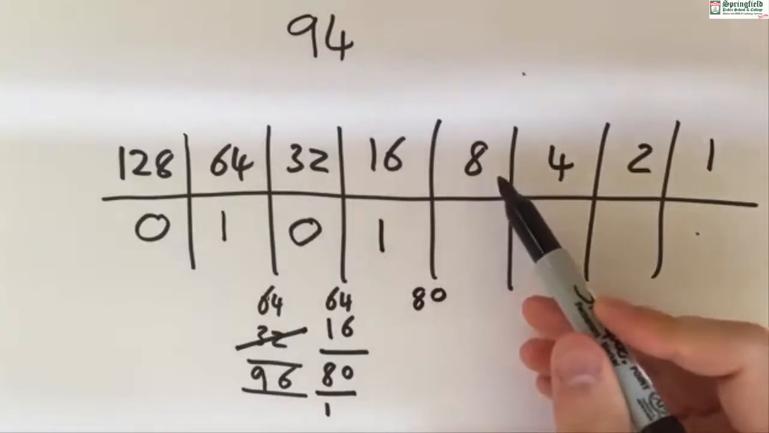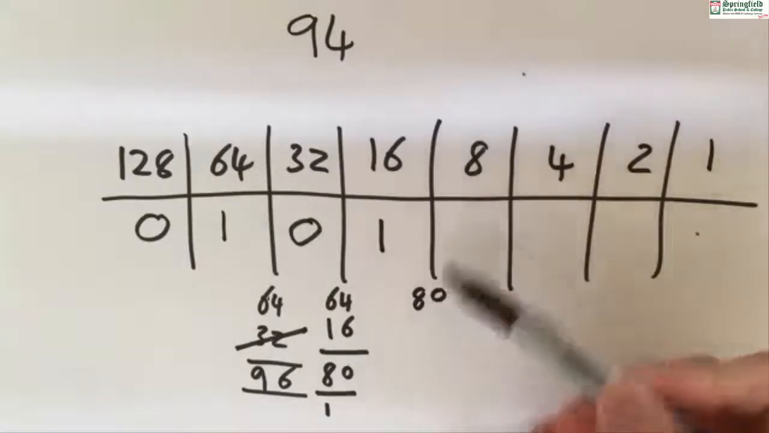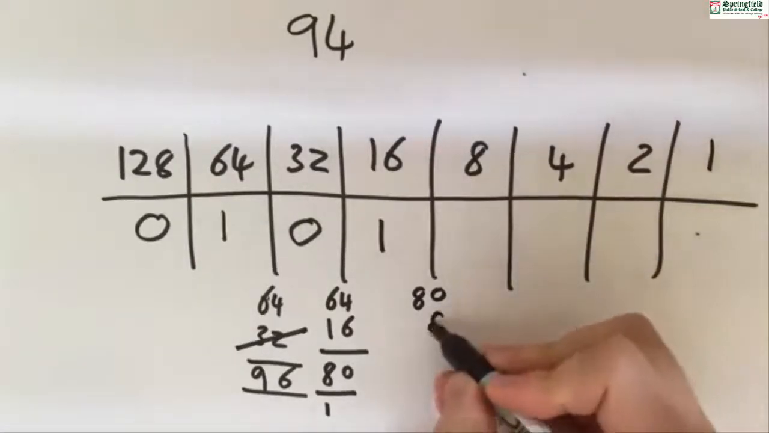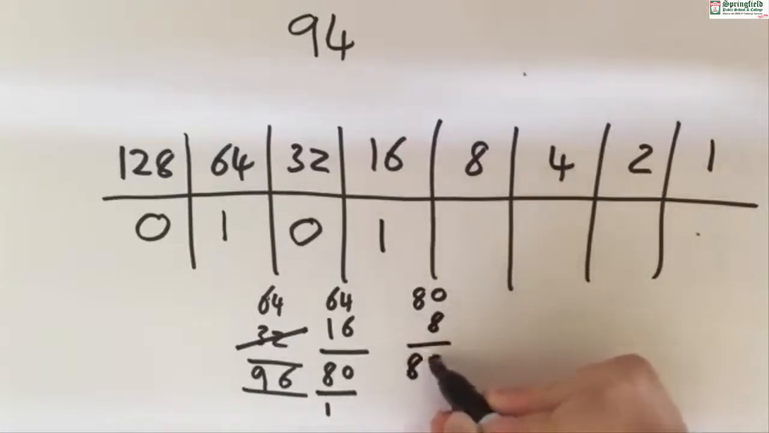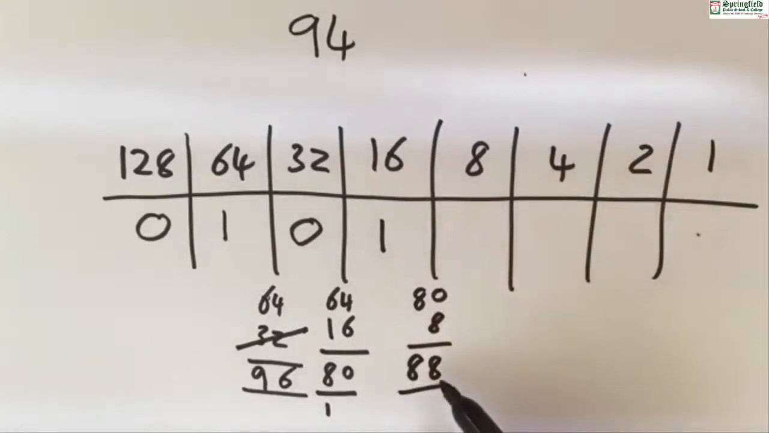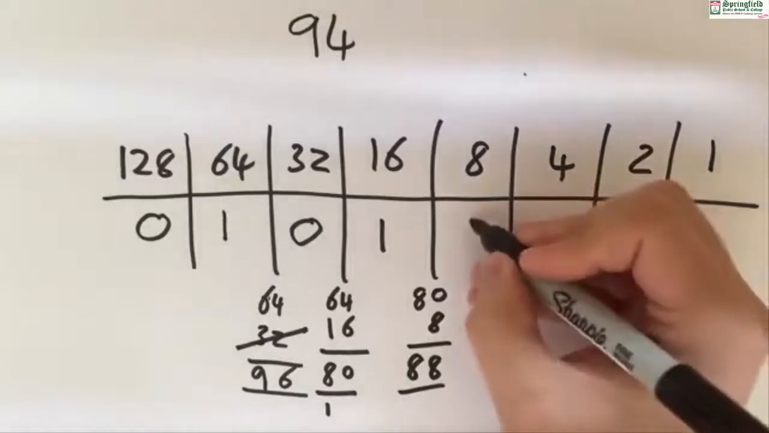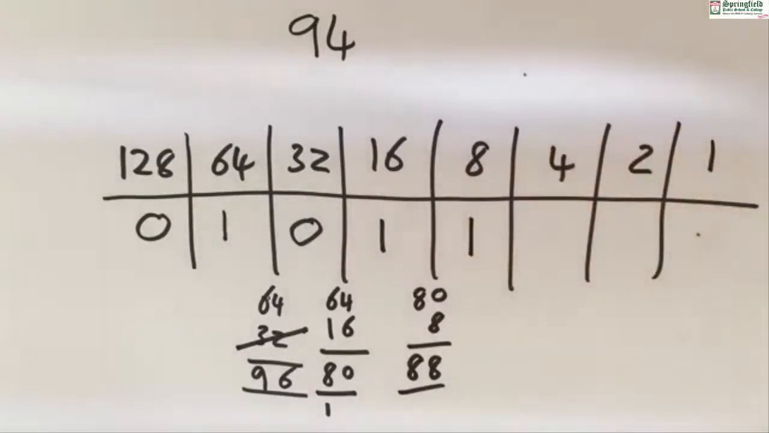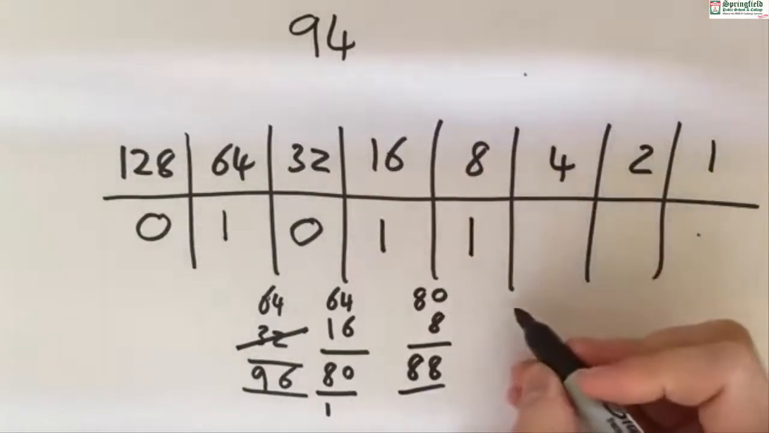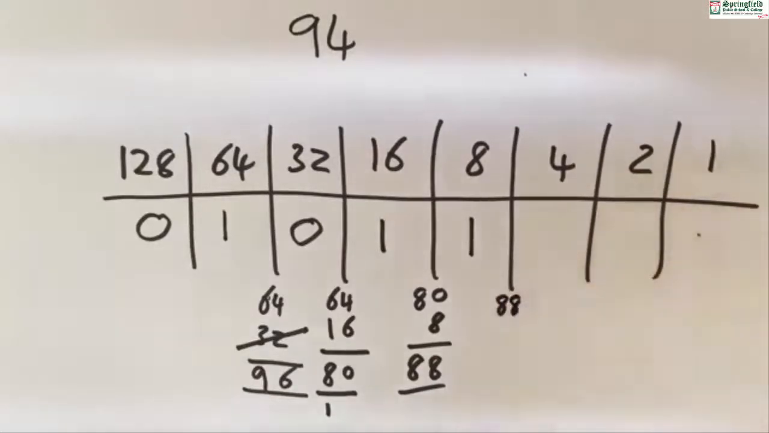This is where it gets a bit easier. I can do mentally in my head that if I add on 8, I'm going to get to 88. I'll write it like this just for comfort. But I'm up to 88, which is fine, so I did need the 8. Yes, so I need to put a 1 in there to say yes, do count the 8. And now I need to remember that I'm up to 88.